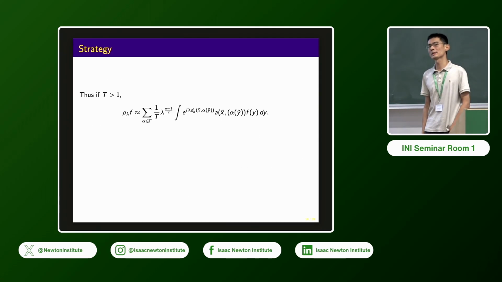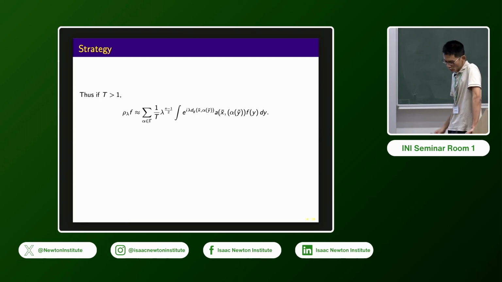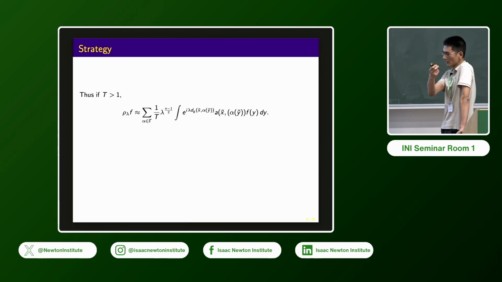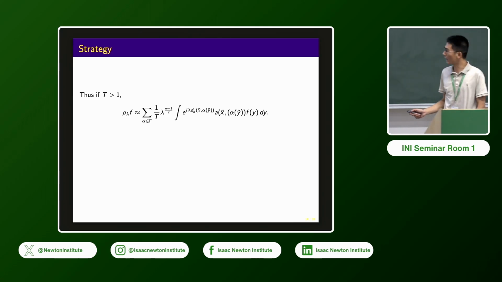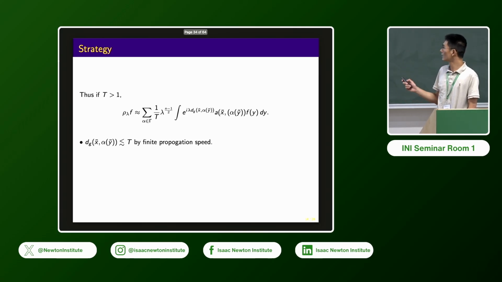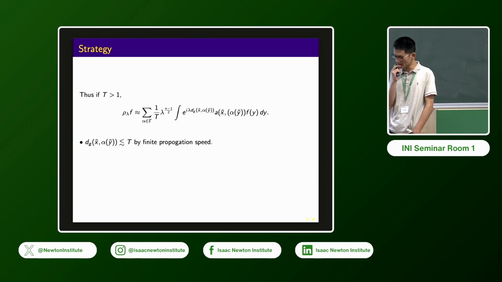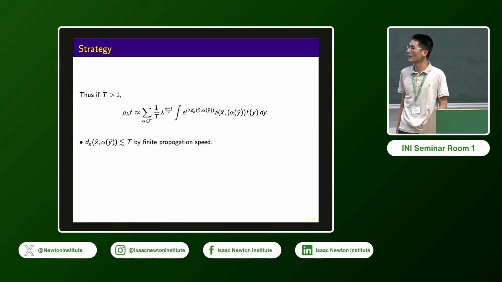So if we follow this strategy for the large time case, as in the previous steps, after we plug in the parametrix, it will essentially become a sum of many oscillating integral operators. And here the sum is over alpha in the group of deck transformations. And each one is an oscillating integral in a similar form. By the finite propagation speed of the wave equation, the distance between x and the translated copies alpha y should be less than t.